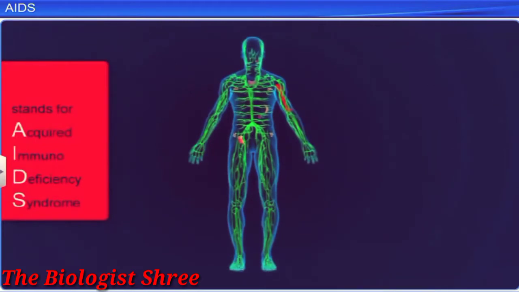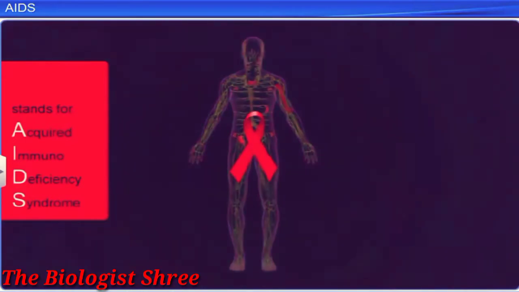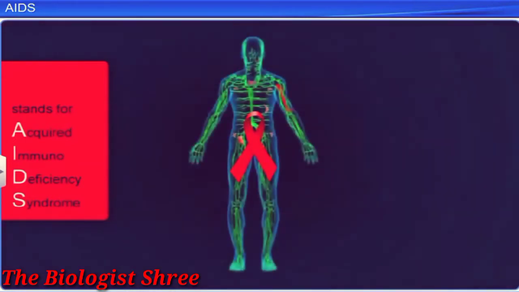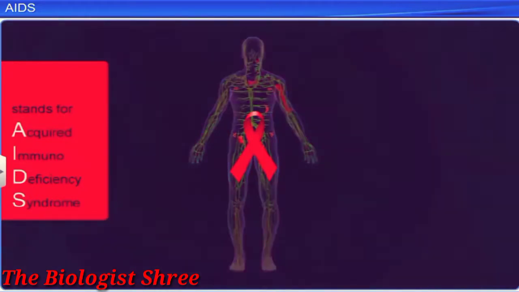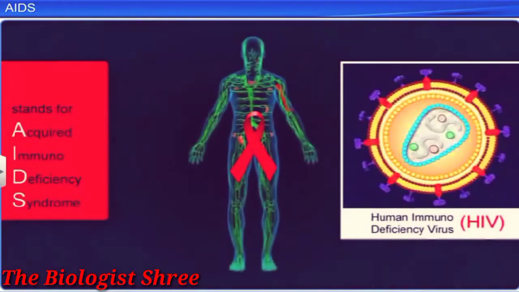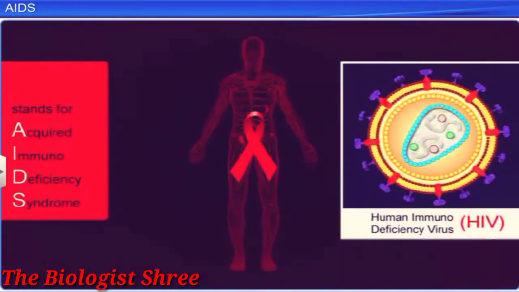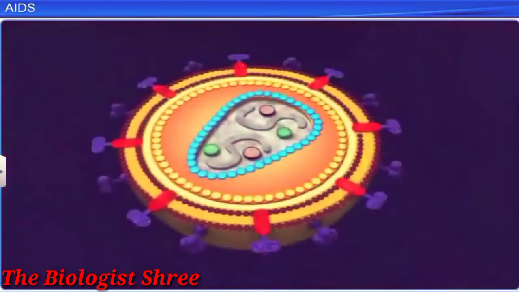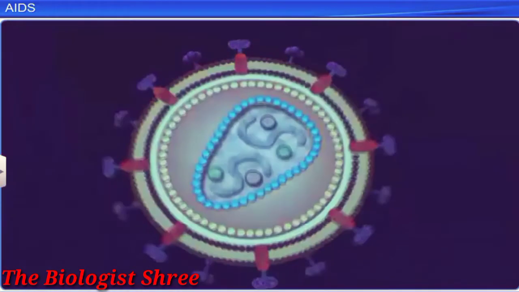As the name suggests, AIDS is a disease of deficiency in the human immune system, which is acquired during the lifetime of an individual and is not a congenital disease. AIDS is caused by the human immunodeficiency virus, or HIV, that belongs to a group of viruses known as retroviruses, which are known to have an envelope enclosing the RNA genome.